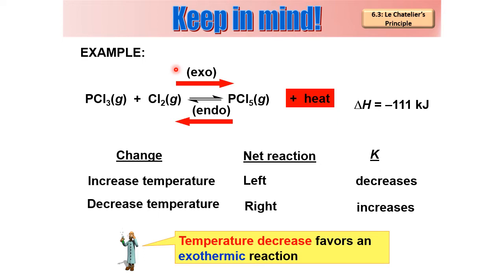If the change is a decrease in temperature, the exothermic reaction is favorable, so the net reaction, or the equilibrium position, will shift to the right. Now the concentration of the product increases and the concentration of the reactant decreases, so the Kc value increases. Temperature decrease favors an exothermic reaction. Temperature increase favors an endothermic reaction.